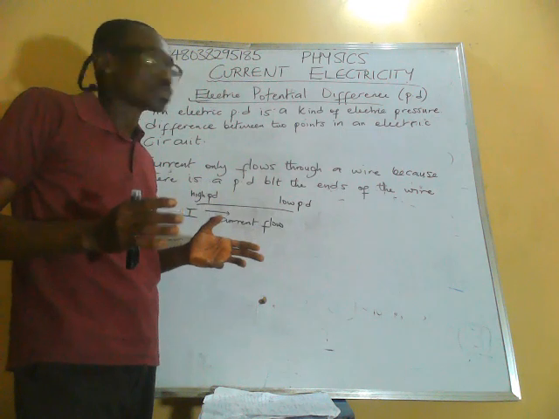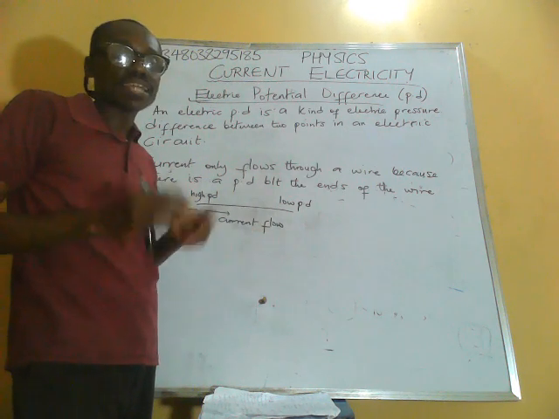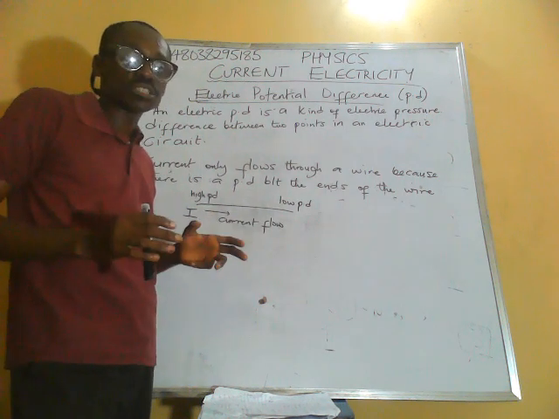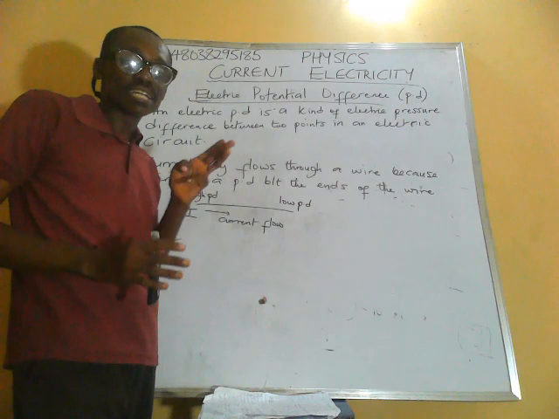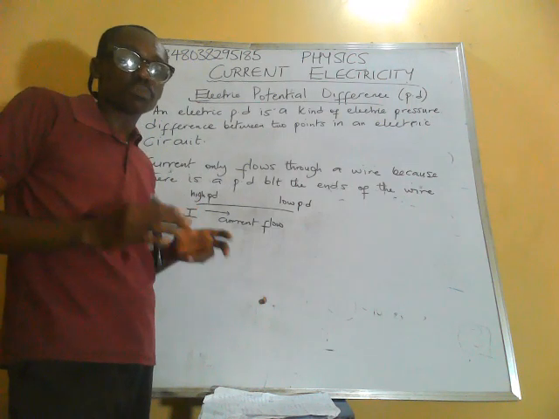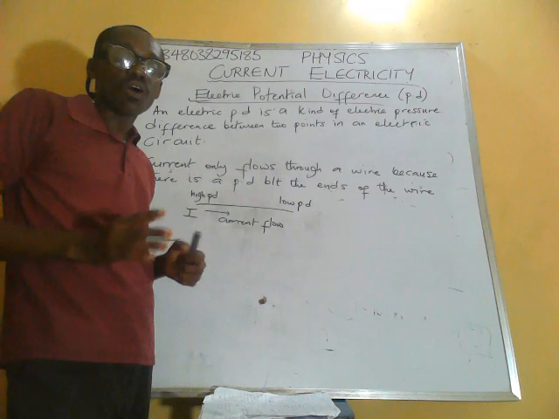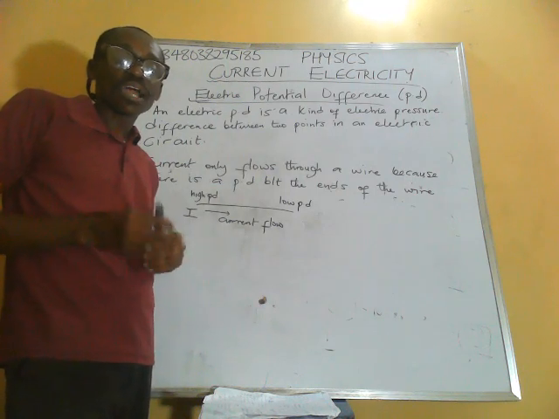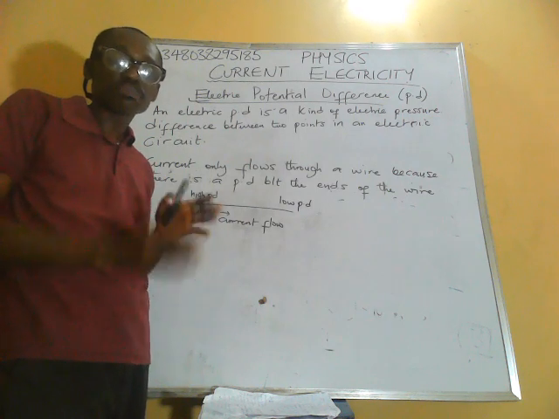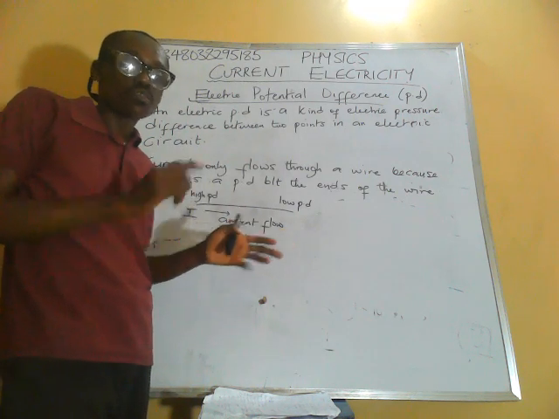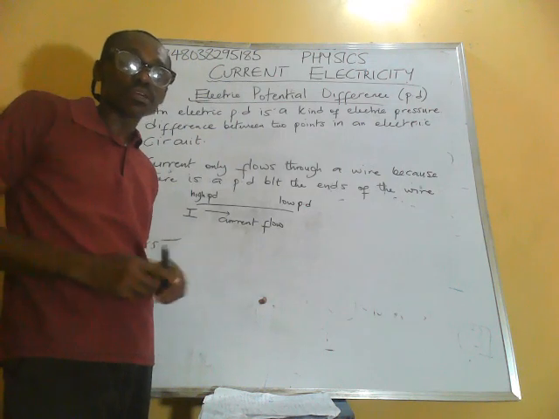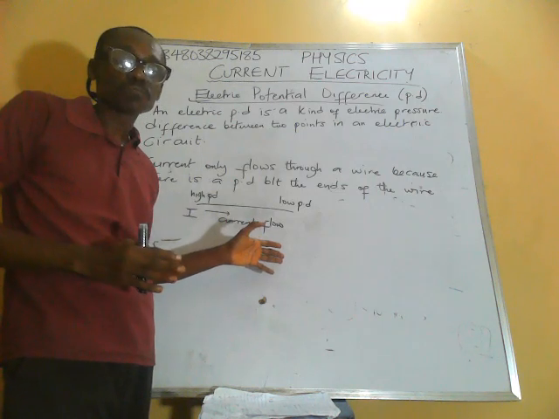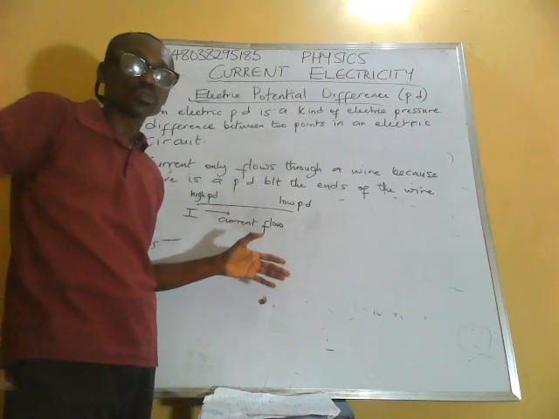Electric potential difference is basically a kind of electric pressure difference between 2 points in an electric circuit. When it comes to water flowing from one point to another, water can only flow when there is a pressure difference between the point from which water is flowing and the point it is flowing to. The point from which water is flowing must be at a higher pressure than where it is flowing to.